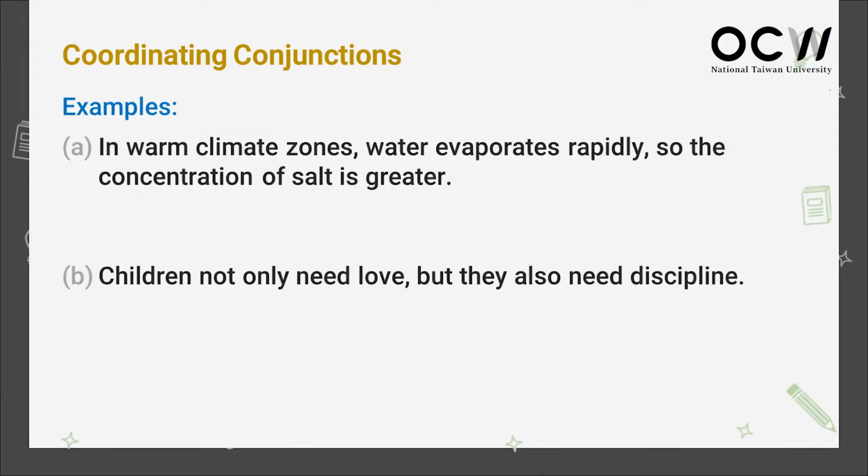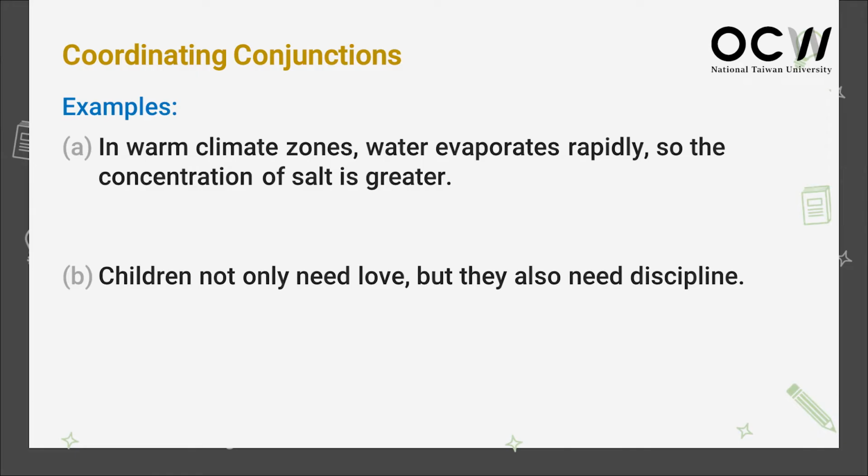Let's look at an example. The first example is that in warm climate zones, water evaporates rapidly, so the concentration of salt is greater. In the second example, children not only need love, but they also need discipline. What grammatical features have you identified from these 2 different examples that suggest to us the relationship between the ideas?